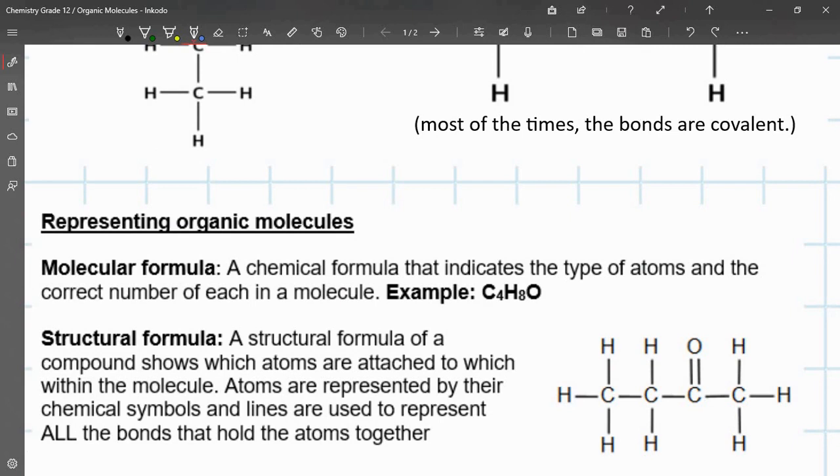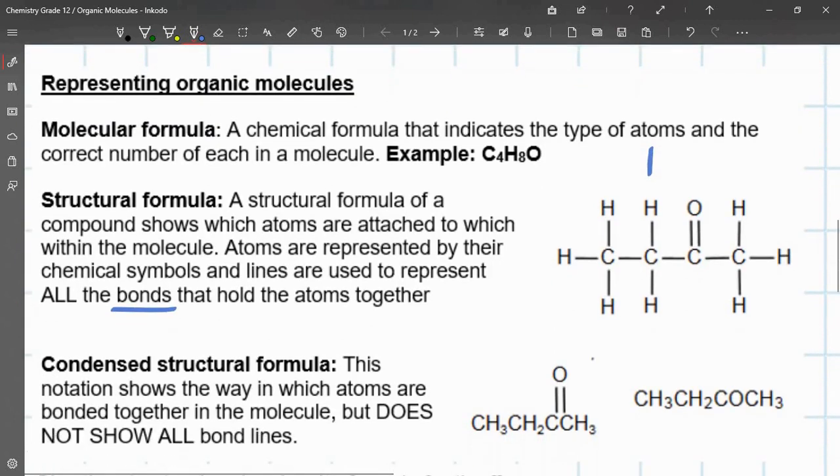Molecular formula is a chemical formula that indicates the type of atoms and the correct number of each in a molecule. You should be familiar with this. We did empirical formula and molecular formula earlier on. It just indicates all the atoms and the correct number of the atoms in the molecule. Structural formula of a compound shows which atoms are attached to which within the molecule. Atoms are represented by the chemical symbols, and lines are used to represent the bonds that hold the atoms together. So it has all the bonds.